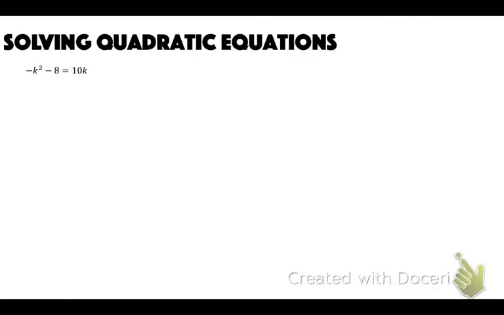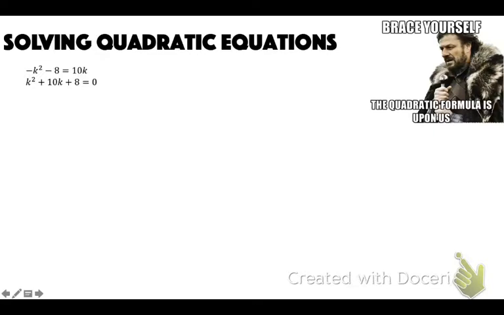Neat. Okay, last one. So let's get everything to one side. So I get k squared plus 10k plus 8 equals 0. I always want this first term to be positive. Okay, we always want it to be positive. When it's negative, it makes it a little bit harder. So if this is positive, now if we try to factor that, we cannot factor that. So we have to use the quadratic formula.